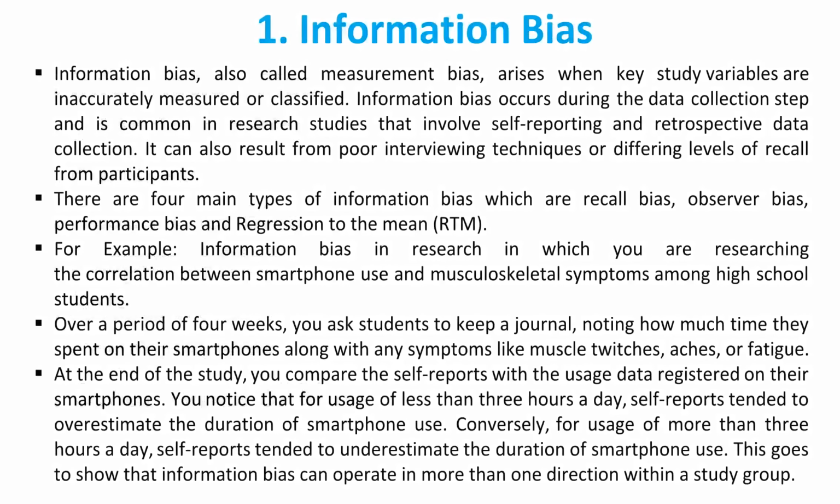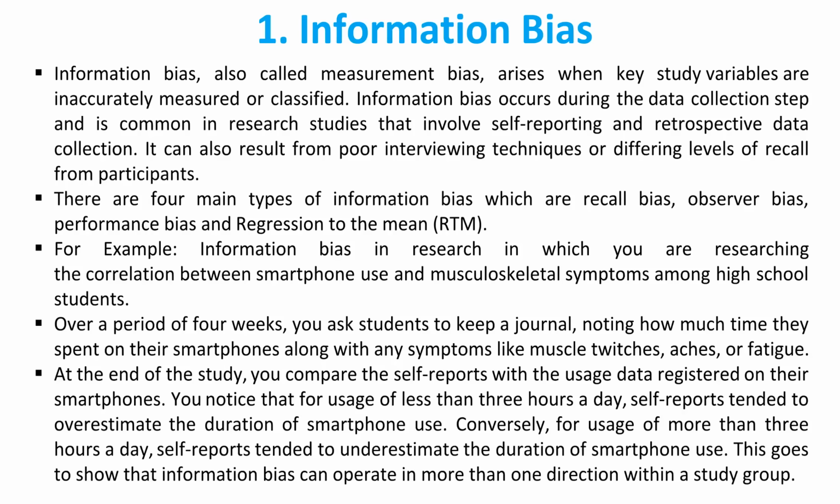Number 1 type of bias is information bias. Information bias, also called measurement bias, arises when key study variables are inaccurately measured or classified. Information bias occurs during the data collection step and is common in research studies that involve self-reporting and retrospective data collection. It can also result from poor interviewing techniques or differing levels of recall from participants.